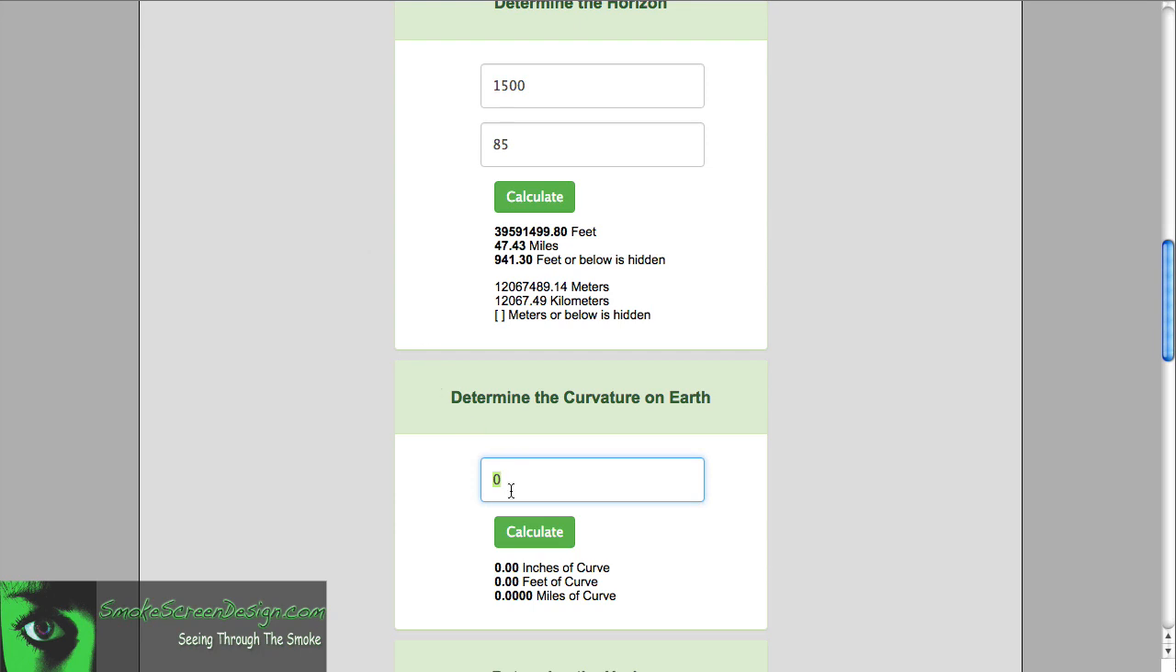So let's see, curvature of the earth. Don't remember what I need to put in here. Is it 85 miles? Right, okay. So I'll put in the mileage to the other object. And the curvature should be 4,816, which is exactly what we saw in that picture.